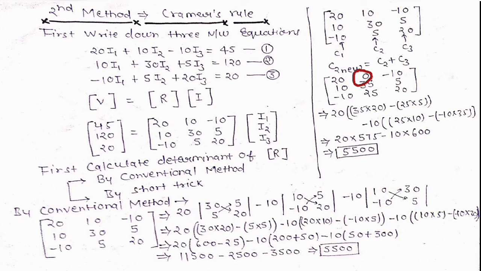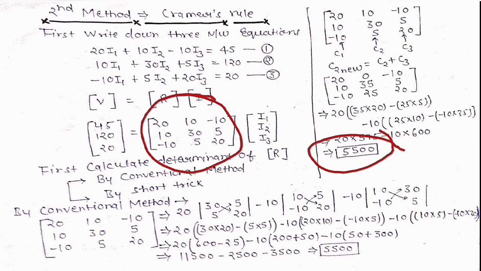Here we only have 20, multiplied by 35 into 20 minus 25 into 5. And in the second part of the calculation we have minus 10, 10 into 25 minus 30 into minus 10... 35. Because of this we will again get the value 5500. So in the conventional approach, there is a wonderful method: if you reduce this matrix, then you can find out the determinant more easily.